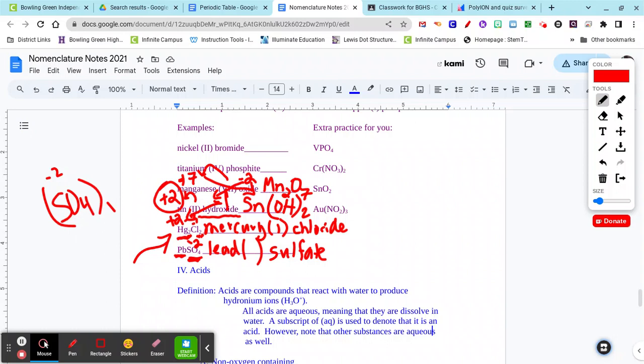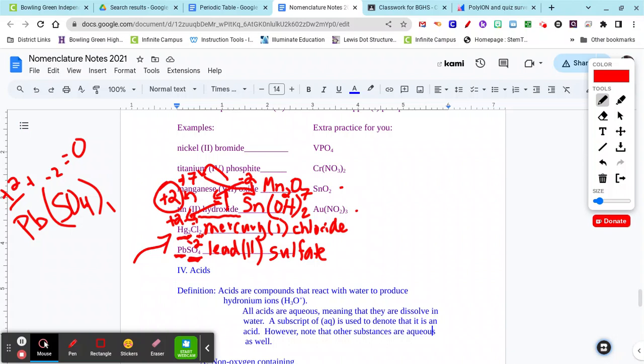If it helps you to put it in parentheses like this, make sure you do that, because you're not going to multiply that 4 by -2. That 4 is part of the -2. Okay, so you're going to multiply that -2 by 1, if anything. And then you've got lead over here. So to make it equal to 0, your lead has to be +2. And that is your Roman numeral in this case. Okay, we're going to do a couple more, and then you guys can work on these guys on your own.